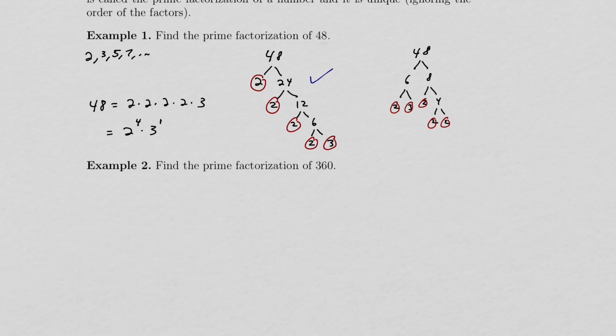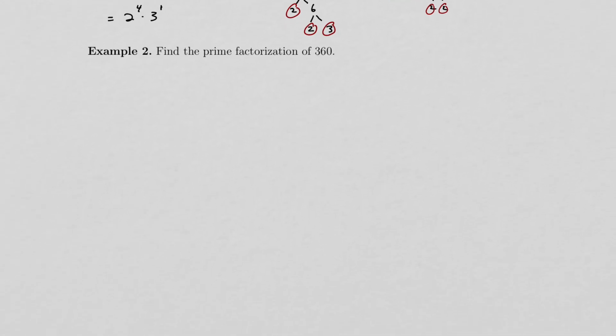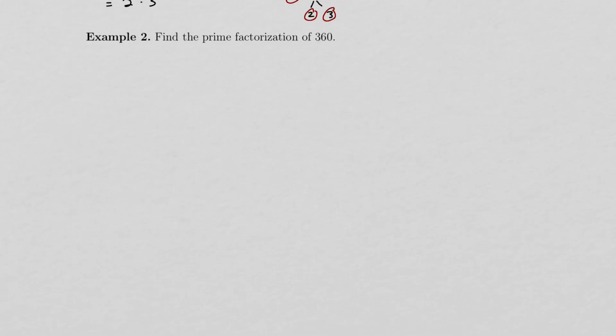Okay, let's do another example. Find the prime factorization of 360. So I'll start with 360. I'll branch off. Does 2 go into 360? Yeah. It goes in 180 times, right? Does 2 go into 180?